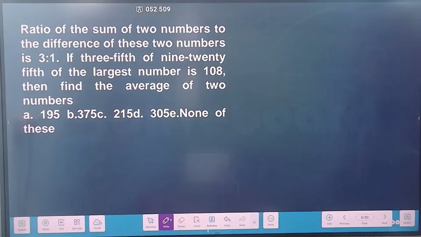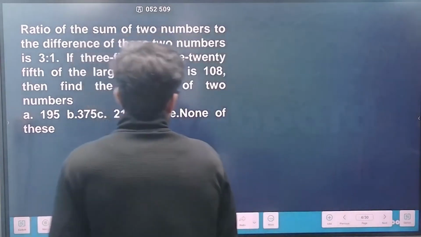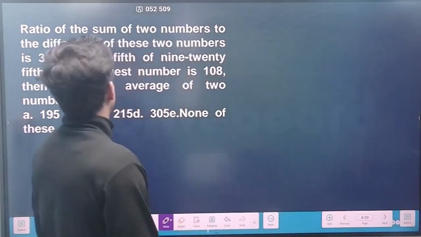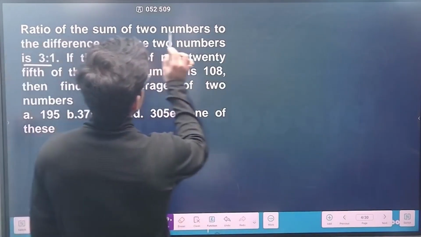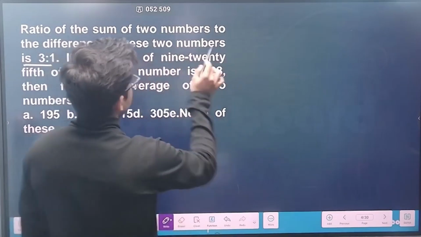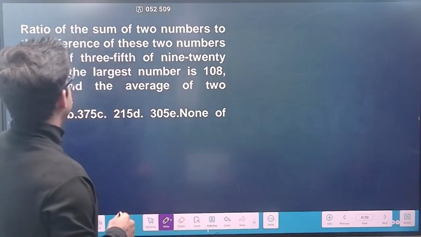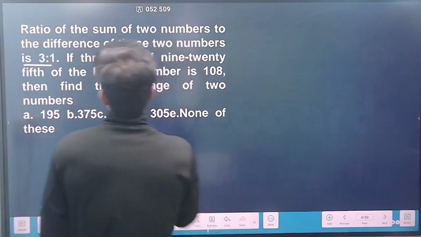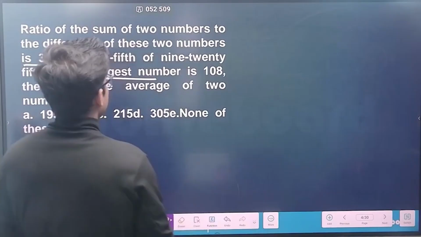So I think we have given you enough time, so let us see. Ratio of the sum of two numbers to the difference of these two numbers. While reading the first line, we need to select the two numbers, and they are saying the largest number. So we need to select those numbers in such a way that we have a largest number and also a smallest number.